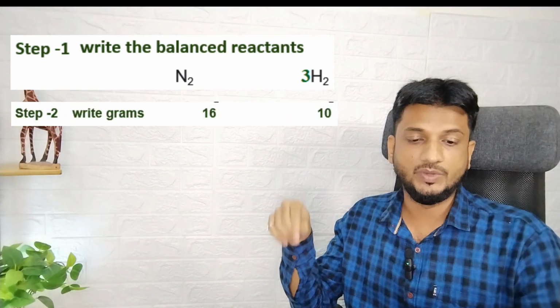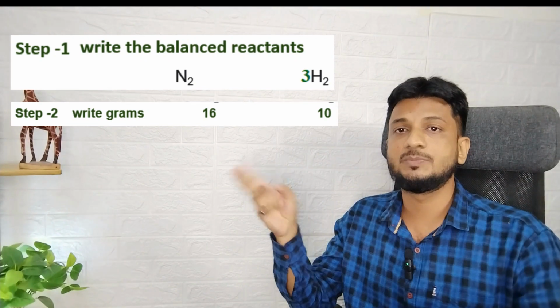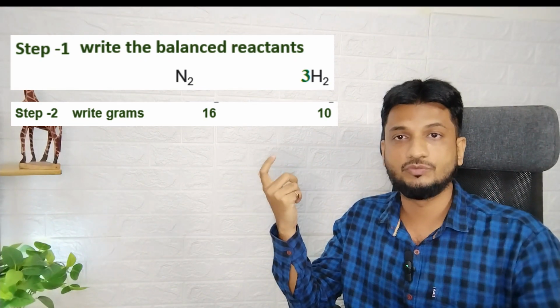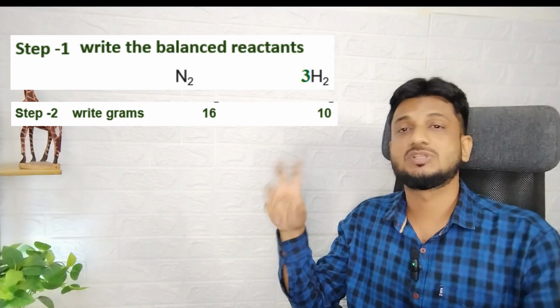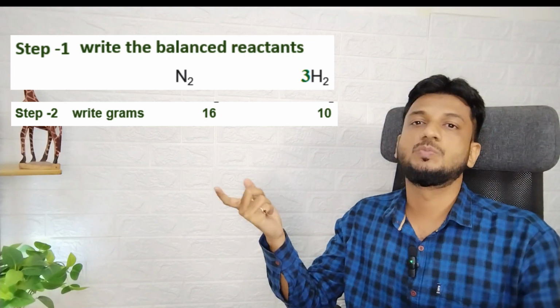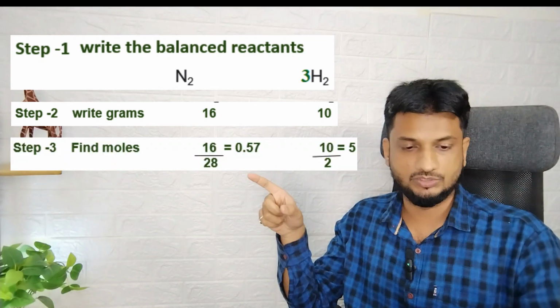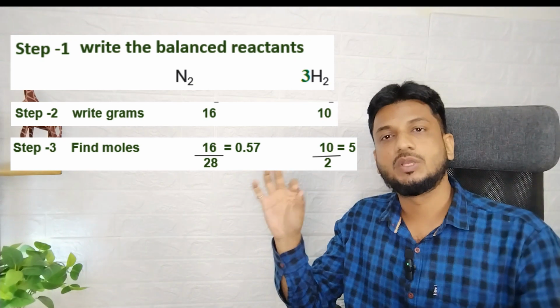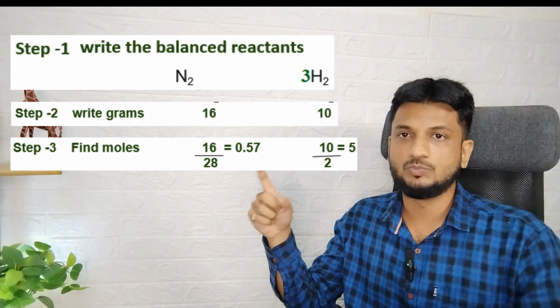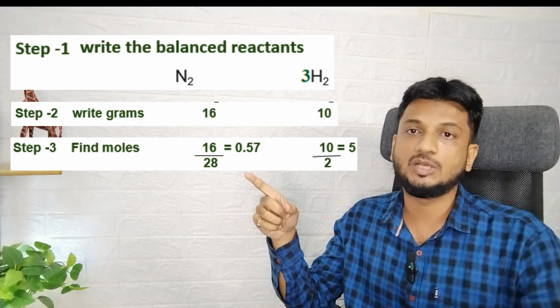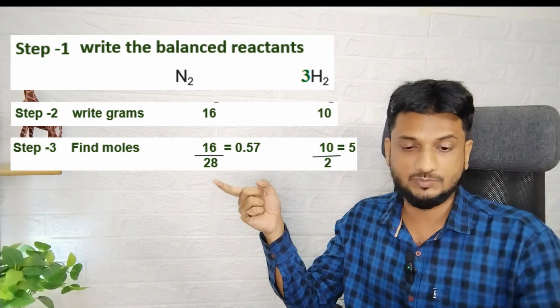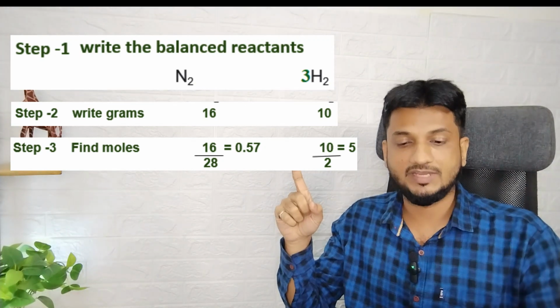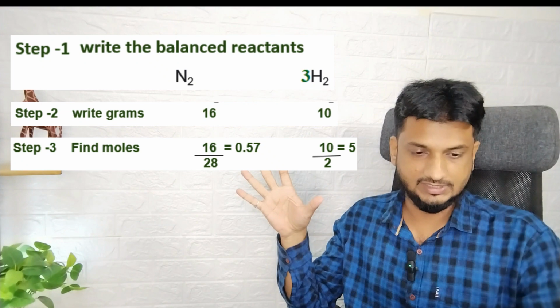Then step 2, we write the grams of these two given. Sometimes they directly give you moles, so good for you, you can write moles directly. Sometimes they give you grams, so you must convert those grams into moles. So finally in step 3, we convert the grams of the reactants into moles. So we get 16 grams of nitrogen is 0.57 moles and 10 grams of hydrogen is 5 moles, guys.